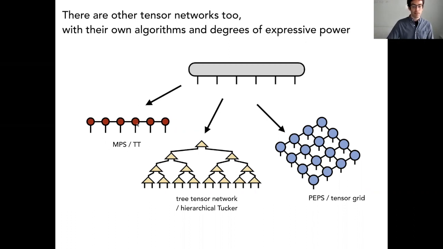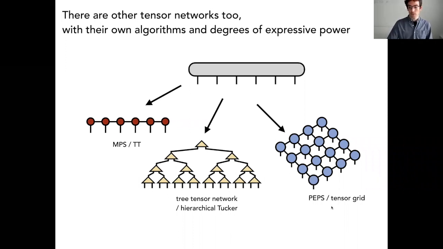So the MPS is the simplest one, and it has a tree-like structure if you know how to look at it. But you can do other more balanced trees as well. And this has been discovered in different contexts, called hierarchical Tucker or tree tensor network. And then there's also a 2D analog of an MPS called a PEPS, which is not a great name, but it's just the name that caught on.